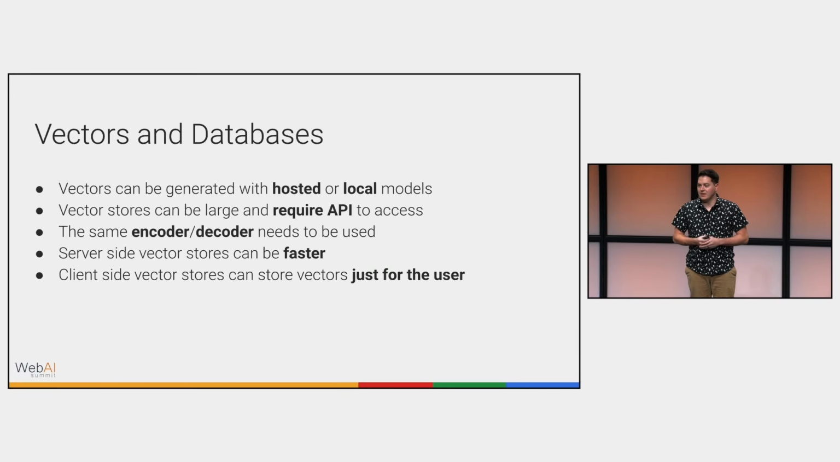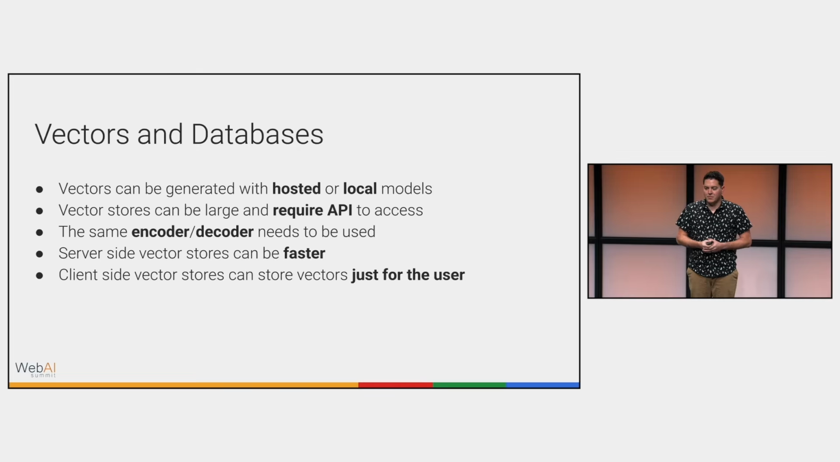Something I'm very passionate about is on-device and local-first types of applications. Before we get started, let's talk about vectors and databases. Vectors, as you know, can be generated with both hosted and local models. There are a lot of trade-offs for each one, and typically they will require specific needs of your application. So vector stores can grow quite large and often require an API to access. And while that's fine for certain types of applications, it may not be ideal when you have intermittent network connectivity, for example.